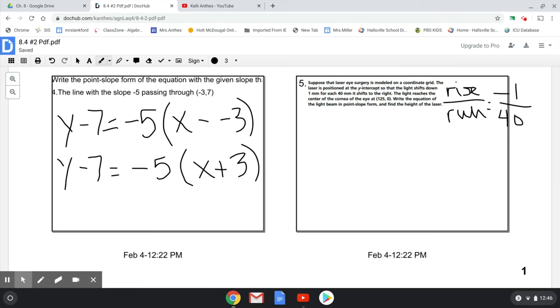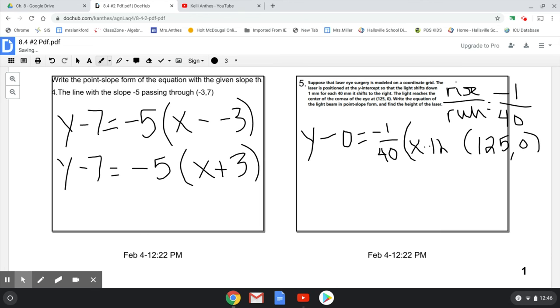The light reaches the center of the cornea of the eye at 125, 0. So that's giving us a point. Write the equation of the light beam in point slope form and find the height of the laser. So the height of the laser would be represented by the y-axis, right? The y-intercept. So what we're going to need to do is find the y-intercept. So we're going to write this equation. So y minus our y value, which is 0, equals our slope, -1/40, parentheses, x minus 125. That should be a minus right there.